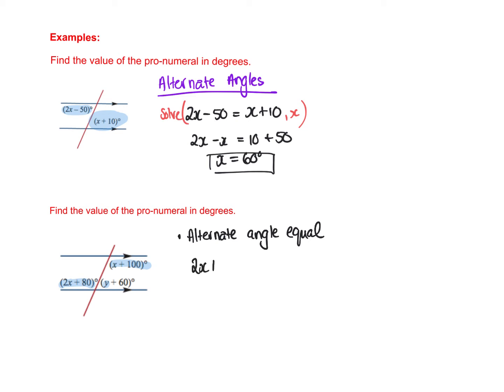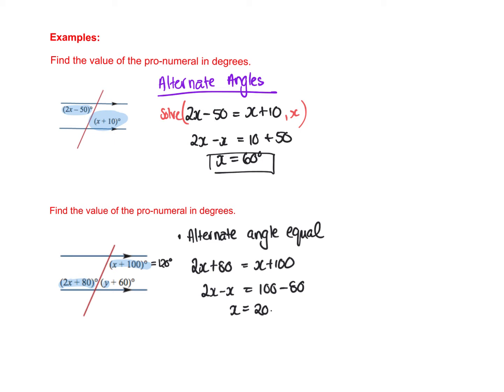So you've got 2x plus 80 must equal x plus 100. So we're going to solve for x. You can pop it in your calculator as solve if you like, but I'm just going to quickly solve it algebraically. So I'm going to get x equals 20. So now I know that x equals 20. I actually know that this angle in here must be 120.